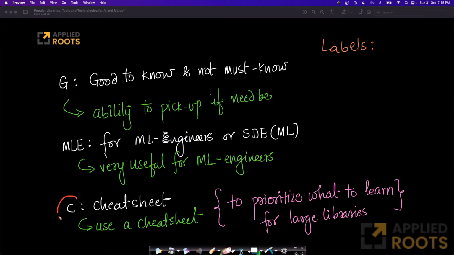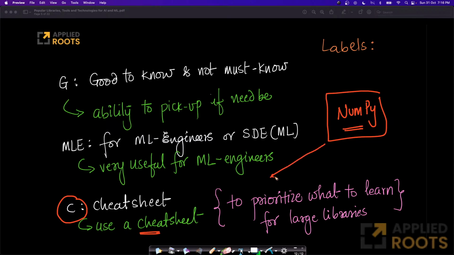Similarly, there will be some topics and libraries where we'll use this label C. It means use a cheat sheet. Let's take a library like NumPy. It has thousands and thousands of functions. A very often asked question that students ask us is, hey, there is so much to learn in NumPy, what should I prioritize? It's simply impossible for me to keep track of everything in NumPy because nobody remembers NumPy. So in such instances, we will label this with C, which means use a cheat sheet.